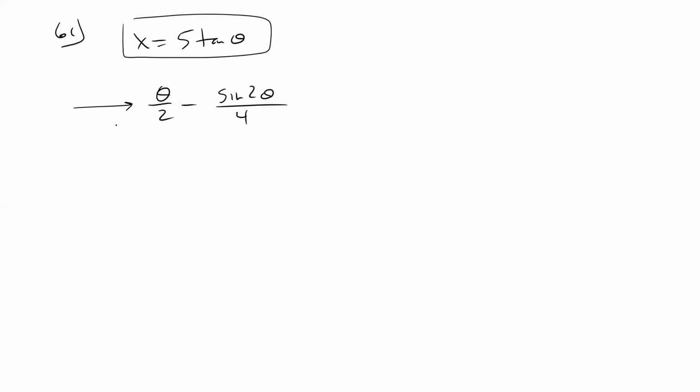So let's go for it here. First things first, we're going to solve this for x. So divide by 5. Take the tangent inverse of it. So now theta is equal to tangent inverse of x over 5.